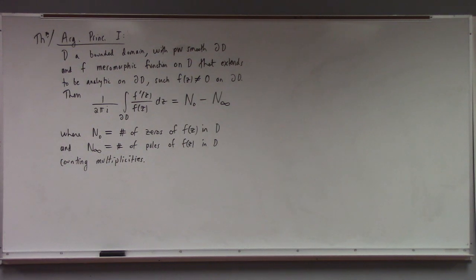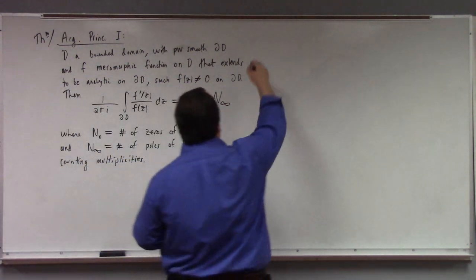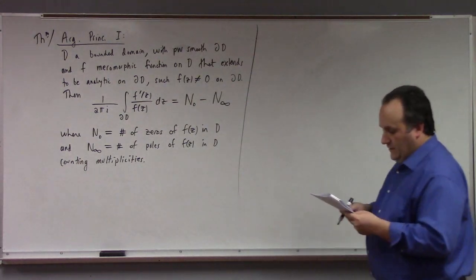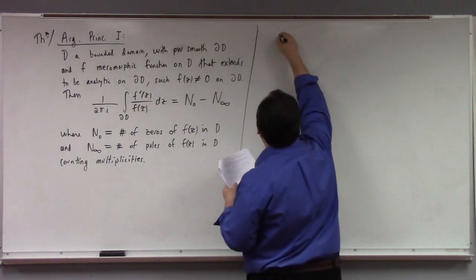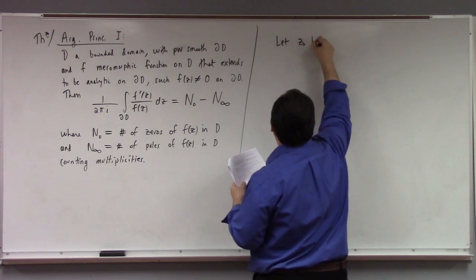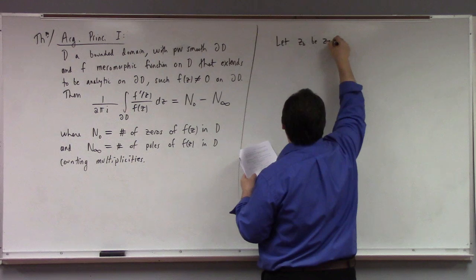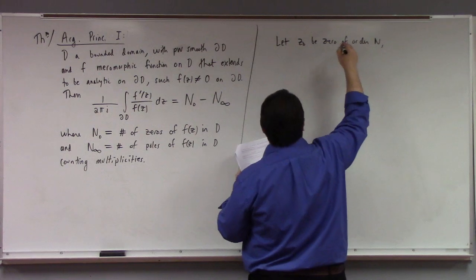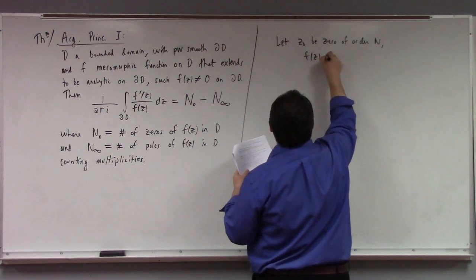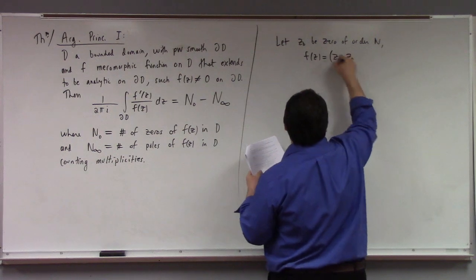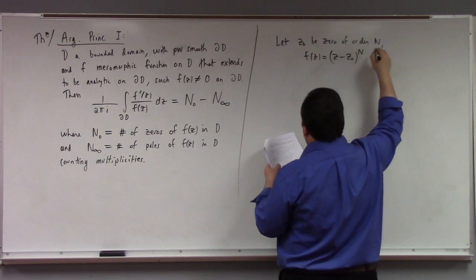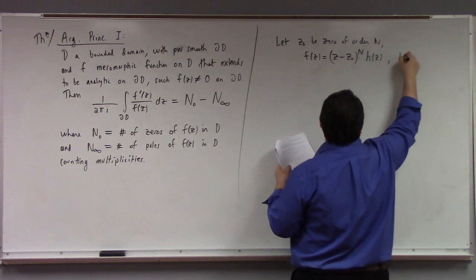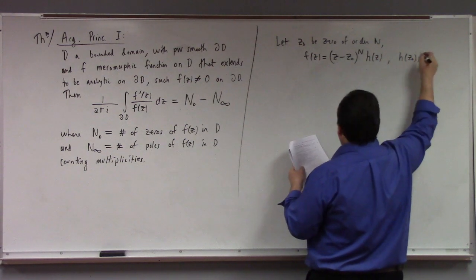All right. Let's see how that works. So let z naught be a zero of order n, right? Then you have f of z is z minus z naught to the power n times h of z, where h of z naught is not equal to 0.